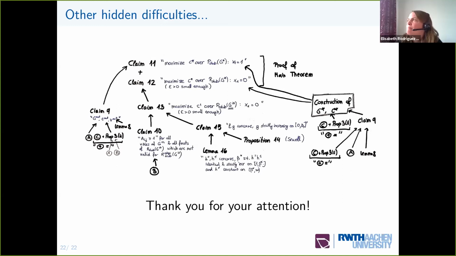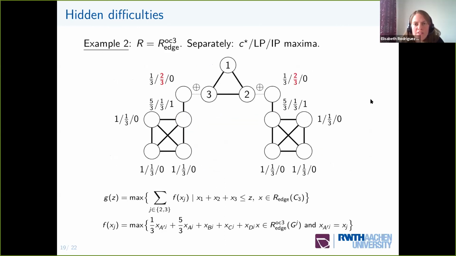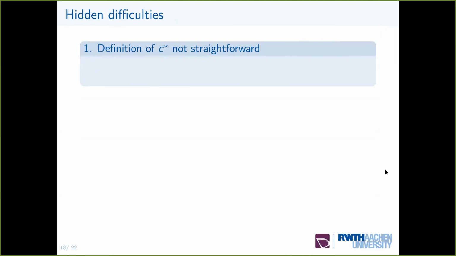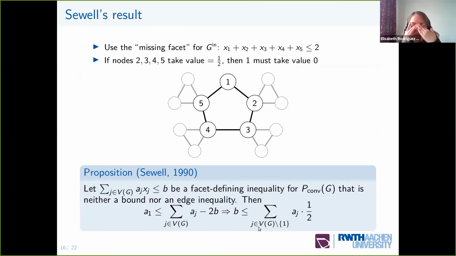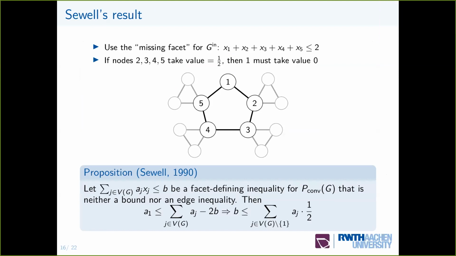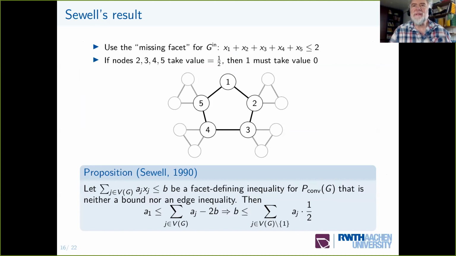So I wouldn't see immediately how to generalize our proof because we heavily rely, among other things, on this Sewell result, which talks about facets for the stable set polytope. So that's one of the components where our particular construction wouldn't work. Do you know any other major examples of the persistency property?